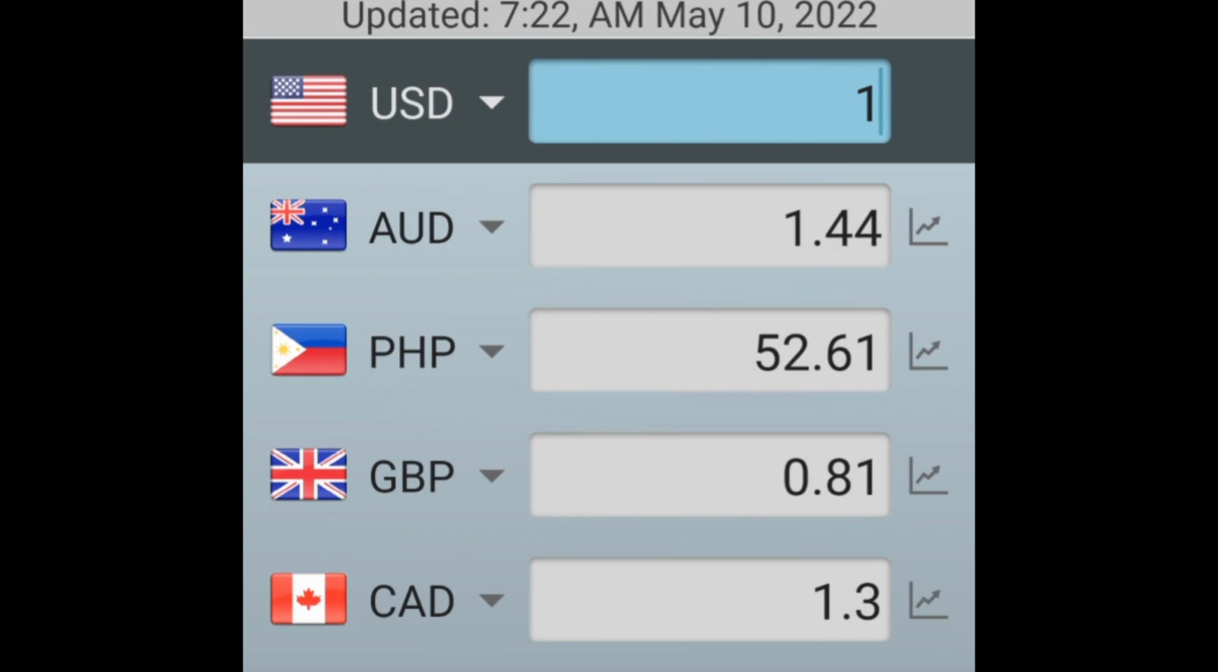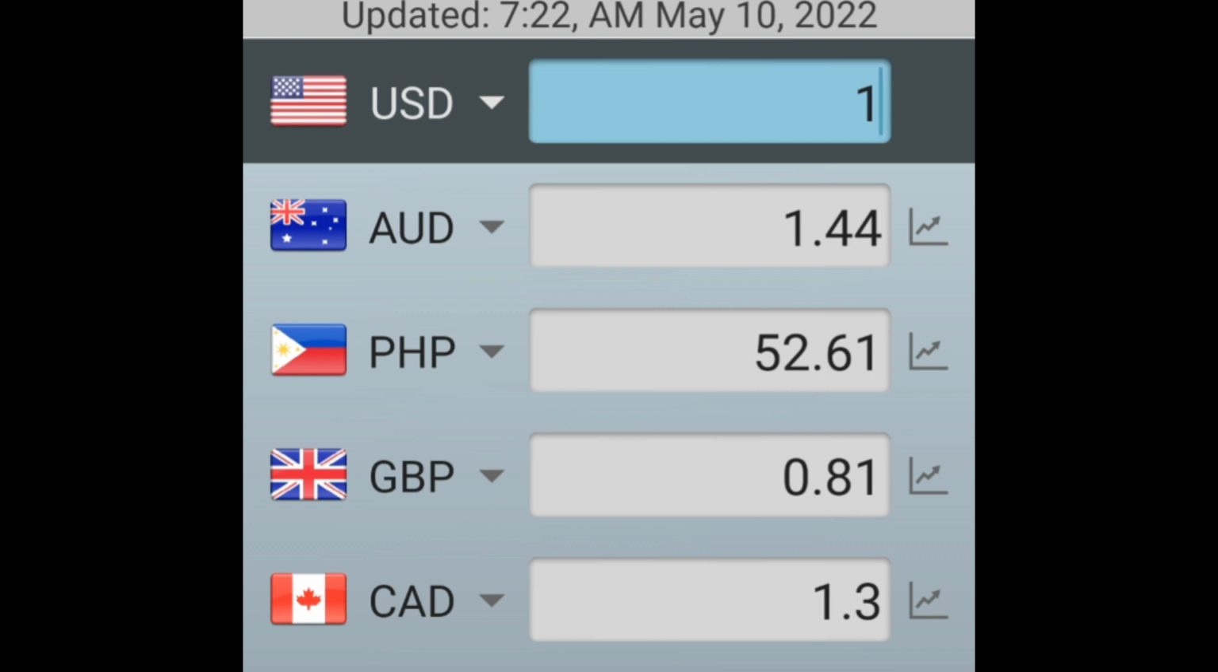Data as of 7:22 a.m., May 10, 2022. US dollar to Australian dollar conversion. 1 US dollar is equivalent to 1.44 Australian dollar. US dollar to Philippine peso conversion. 1 US dollar is equivalent to 52.61 Philippine peso.